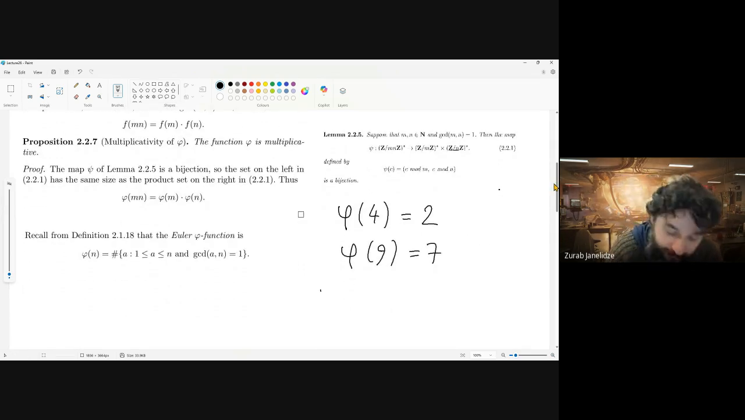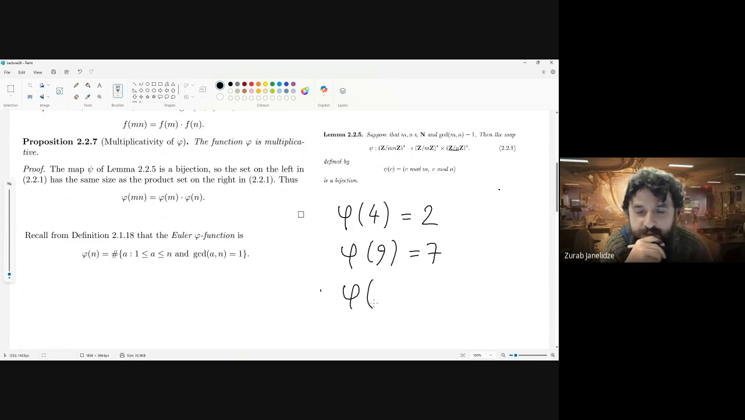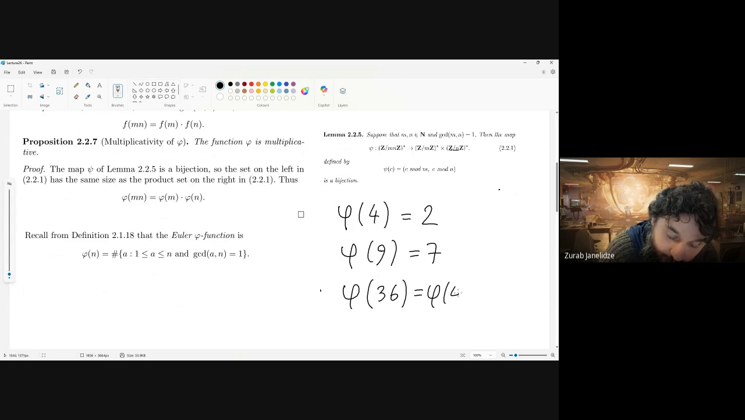But now the remarkable thing is that we can say phi of 4 times 9, which is, what is 4 times 9? 4 times 10 is 40, minus 4 is 36. 4 times 9 is 36. So we now know that phi of 36 must be equal to phi of 4 times phi of 9, because 4 and 9 are coprime, and therefore it must be equal to 2 times 6, which is 12.